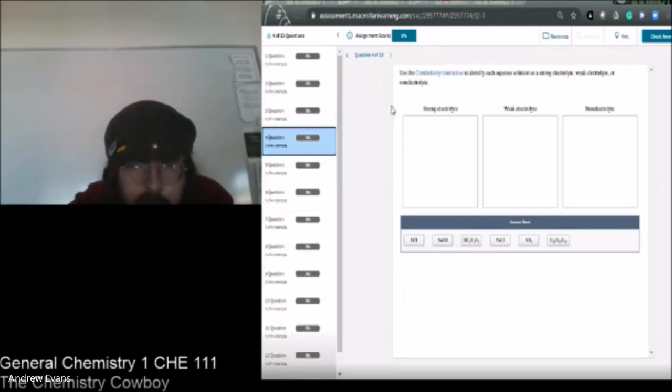Conductivity, there's a neat little conductivity interactive that I'll try to show you in person. Click on that and I'll pull that up and show you which of these are strong electrolytes, which are weak, which are non-electrolytes.